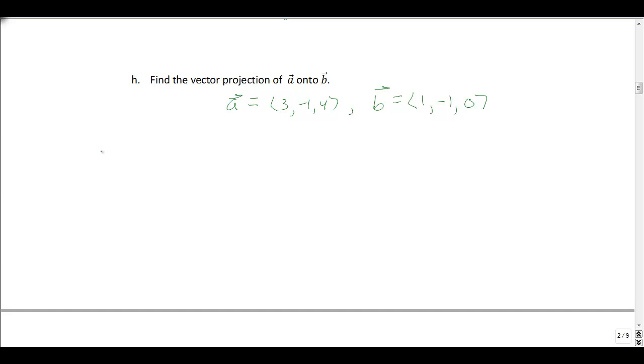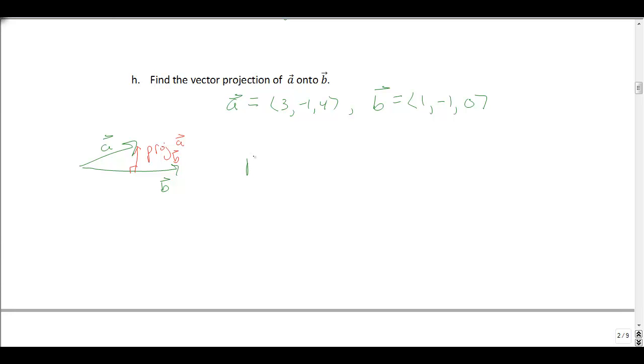The picture, when you look at this, is you've got a vector here. Let's see, this vector is A. And then there's some other vector B here. And what we're looking for is really this vector here, where we get a right angle. So that red vector is the projection of A onto B. So that's really what we're looking for here.